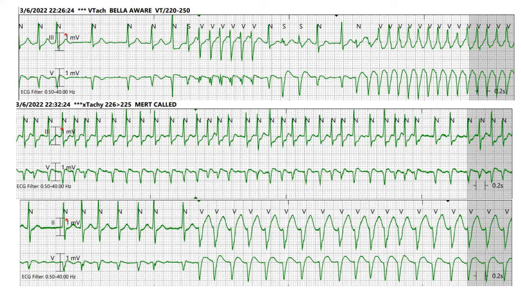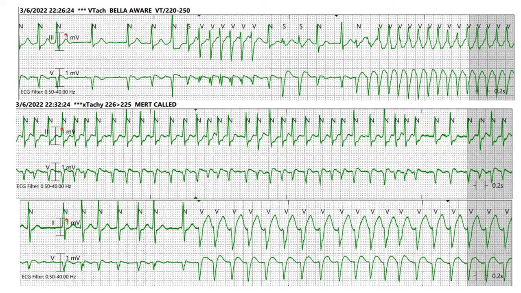I'll tell you why I think it's fusion. If you look at the second rhythm strip, even though the rate is fast, it's not aberrantly conducted. So those first five or six beats, I think those are ventricular. And then it becomes normal. And look at the first two beats of the wide complex. There is a fusion and then it changes. And then it goes into AFib.